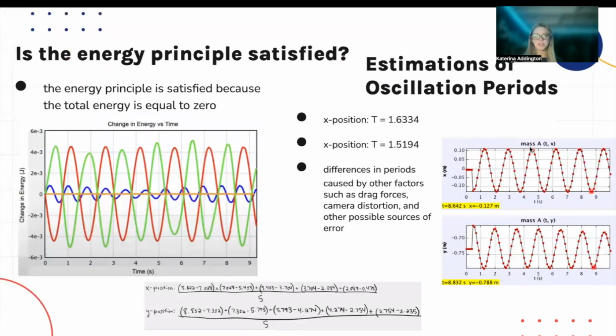So is the energy principle satisfied? It is satisfied because the total energy, which is the orange line in our computational model, is equal to 0. So the estimations of the oscillation periods, with calculations shown below, can be found by averaging the periods of oscillations for the X position and the Y position. The differences in these numbers may deviate from factors such as drag forces, camera distortion, and other possible sources of error I will discuss at the end.